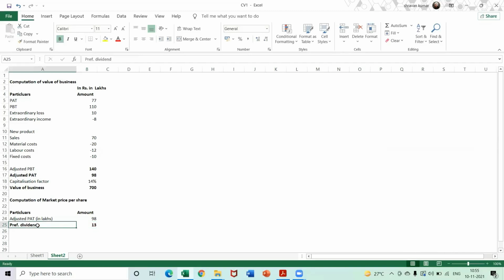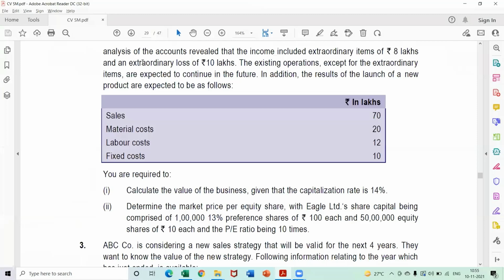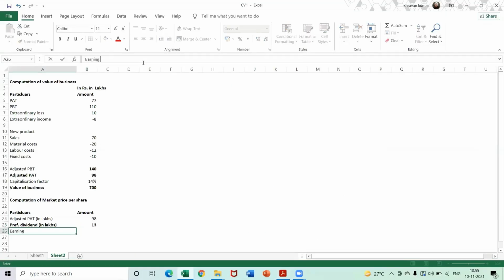Max 13. Okay. So equity shareholders, that is equal to this should be minus, right? Yes. So yes.